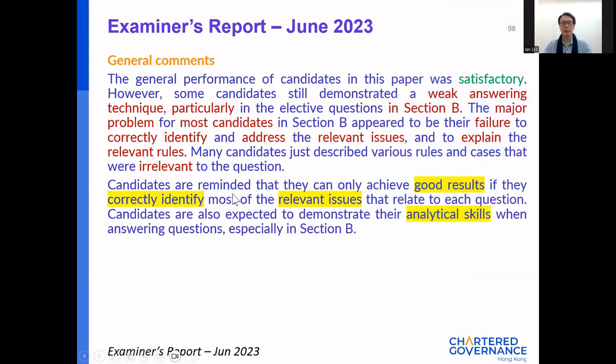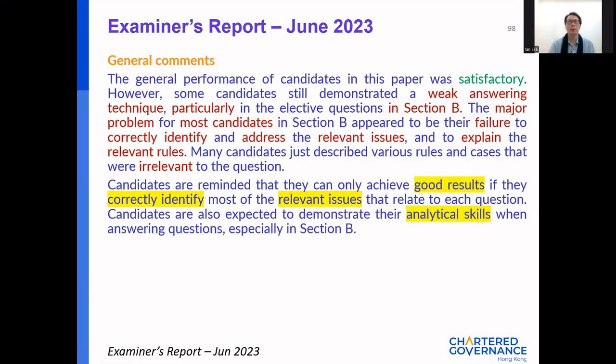Okay, so let's look at the examiner's report for the general one for that year. So you can see here the keyword: satisfactory. So overall, it was okay. But then it talked about some candidates still demonstrating a weak answering technique, particularly in the elective questions in Section B. The major problem for most candidates in Section B appeared to be their failure to correctly identify and address the relevant issues and explain the relevant rules. So you can see it's the same comment 3 times in a row.